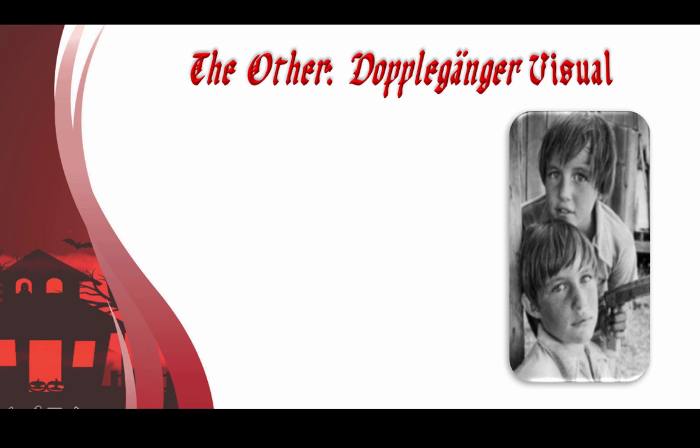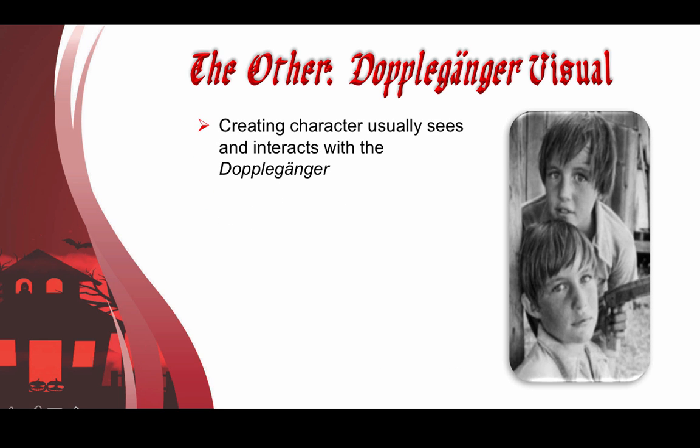Let's talk specifically about the visual component of the doppelganger in The Other. As we've stated, according to Weber, the doppelganger usually has a visual component. And in most literary works, the creating character actually sees and interacts with the doppelganger, even if other characters don't. Certainly, we see this in The Other. Niles continues to see Holland throughout the summer of 1935, and that's the summer after Holland's death. And in fact, Niles continues to see Holland even after we readers know that Holland is dead.